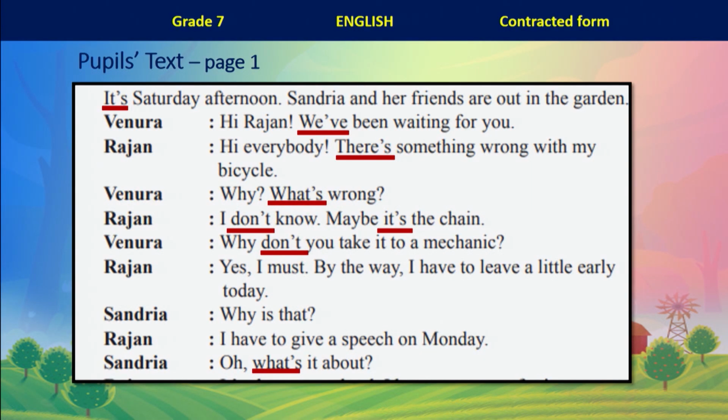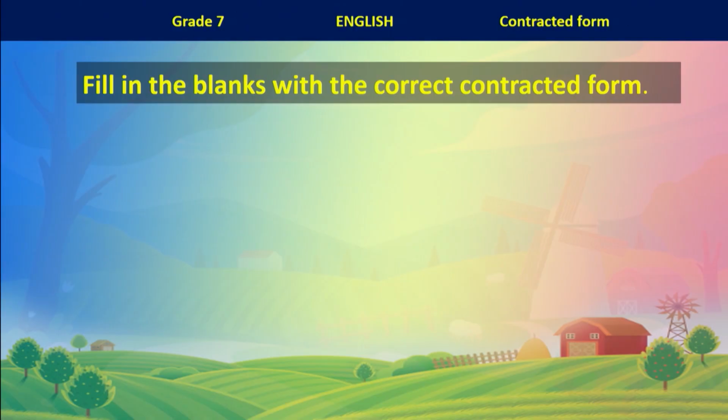So children, you can see how contractions are used in this dialogue. So, like this, you can see contractions are used in many of your textbook lessons. Let's go to another activity. Fill in the blanks with the correct contracted form.